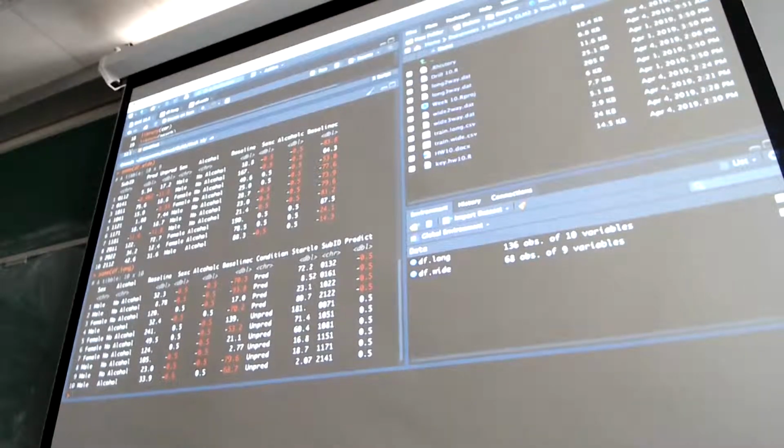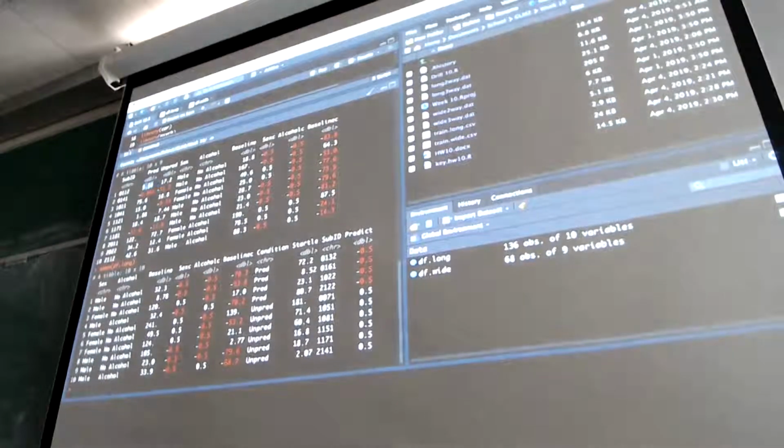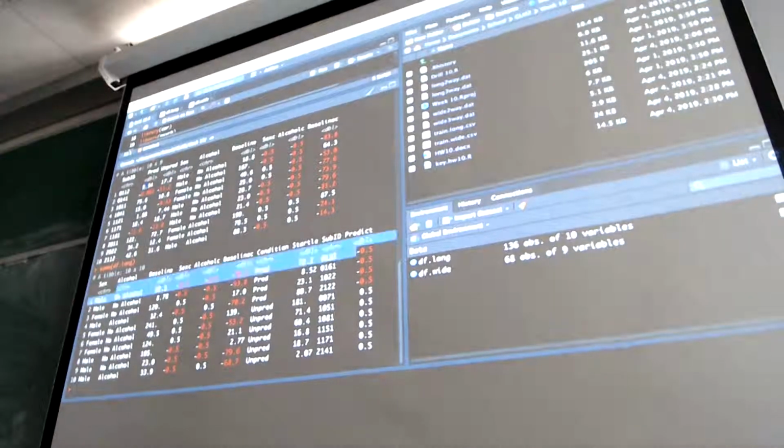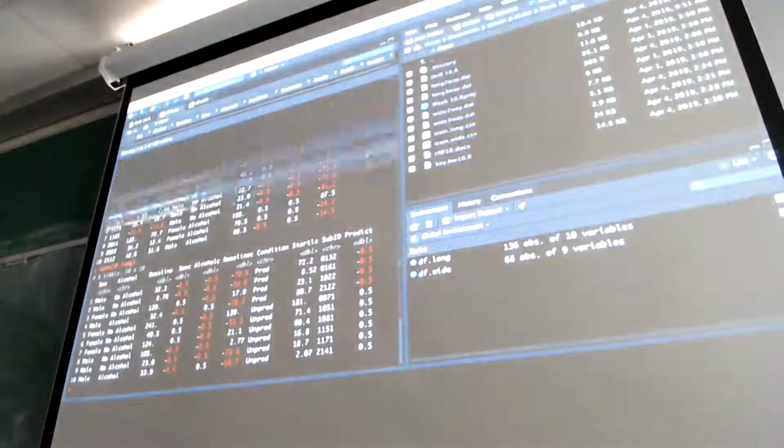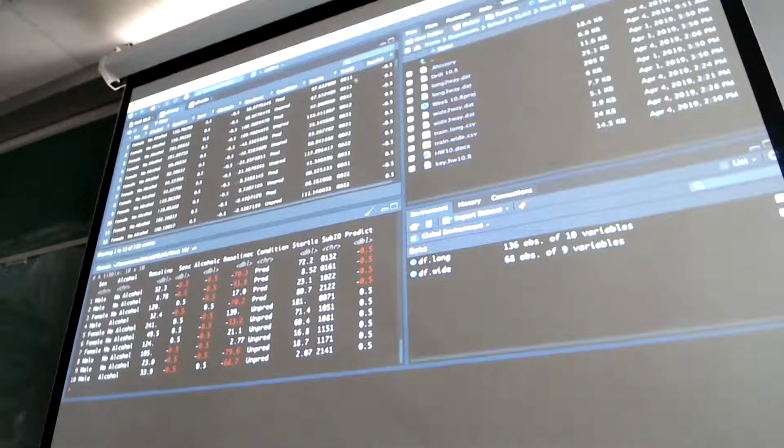So in this wide format, they have two scores. These are the startle responses for the predictable condition and for the unpredictable condition. In this long data frame, it's the same thing, only now each participant has two rows. One has the startle response for the predictable condition and one has the startle response for the unpredictable condition. So we'll be going back and forth between the long and wide data frames, but it's the same data, just structured differently.